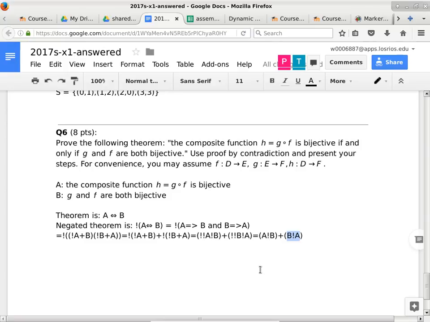Is that okay? How many people got to this point? Just negating the theorem itself and breaking it down into the components and going, okay, we have two cases to deal with. A few people? Okay, very good. Oh, question, okay.